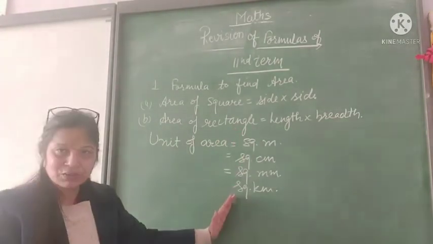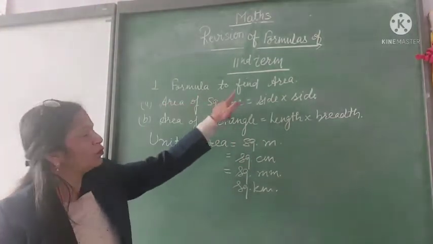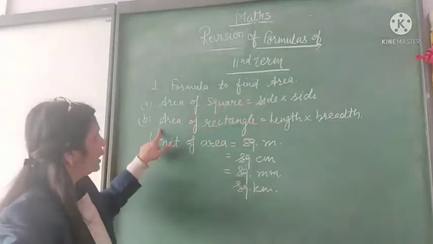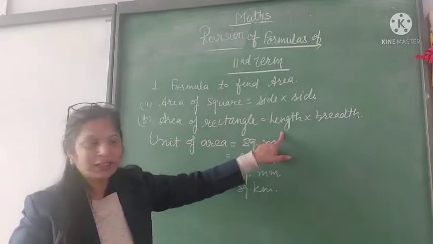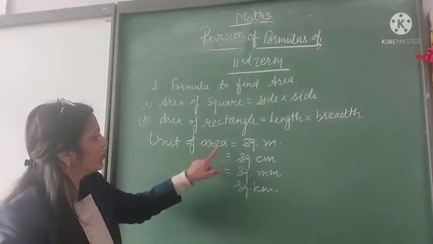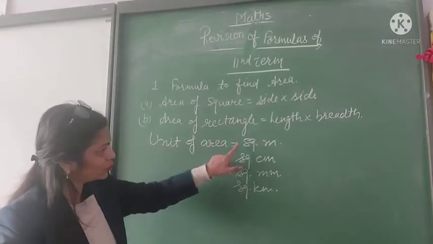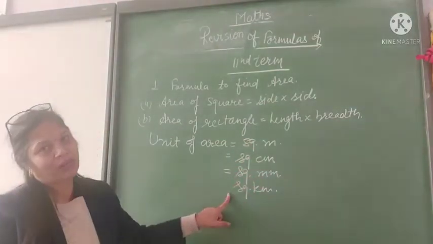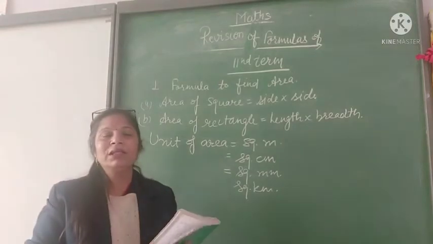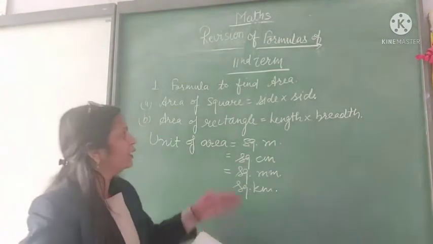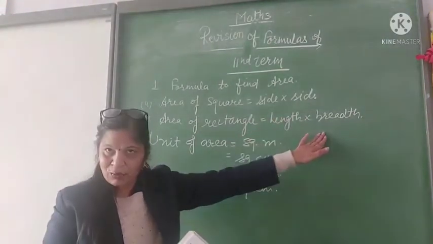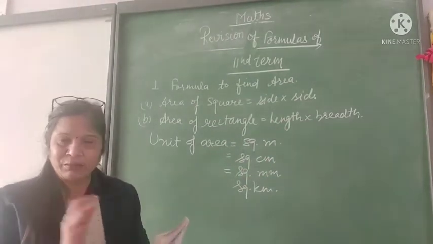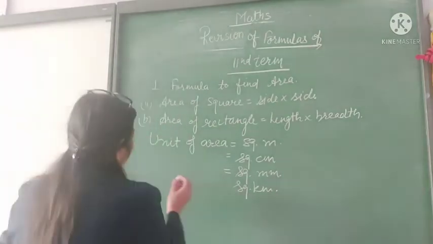I hope you understood this about the formula to find area. Area of a square is equal to side into side. Area of rectangle is equal to length into breadth. Unit of area is square meter, square centimeter, square millimeter or square kilometer. Now children, in the book you have to find the length and breadth also. If area has given, you have to find the length and breadth. Let's have another formula.